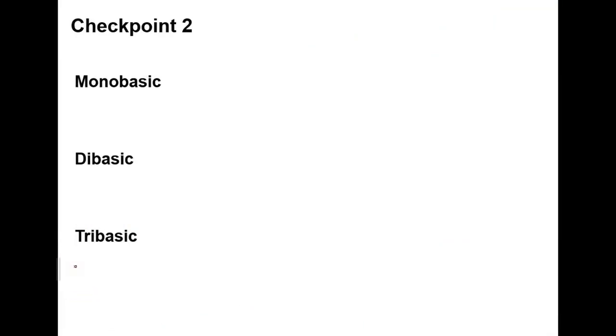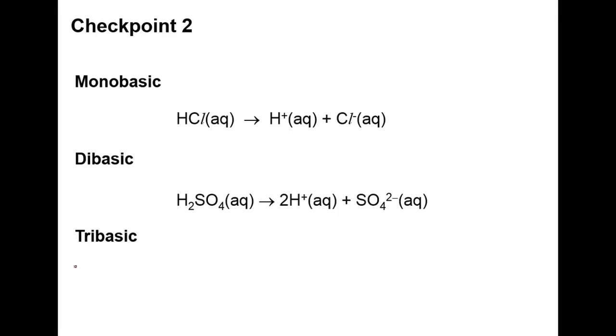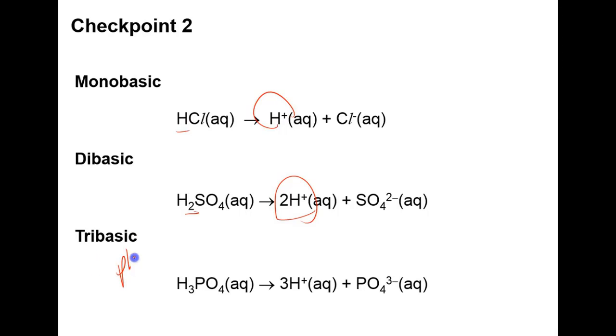So let's quickly do checkpoint 2. We have 3 acids here, 1 monobasic, 1 dibasic, 1 tribasic. So write down the dissociation equations to represent these 3 types of acids. So monobasic one, you could think of HCl, we have 1 H plus, dibasic one, probably H2SO4, and we have 2 H plus, and the tribasic one we have phosphoric acid, H3PO4, and when it dissociates fully, we have 3 H plus ions.